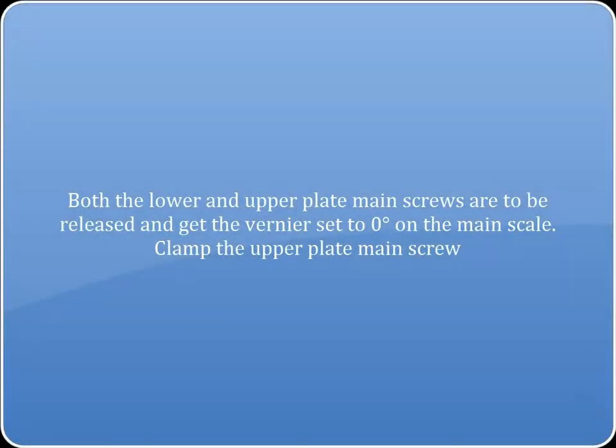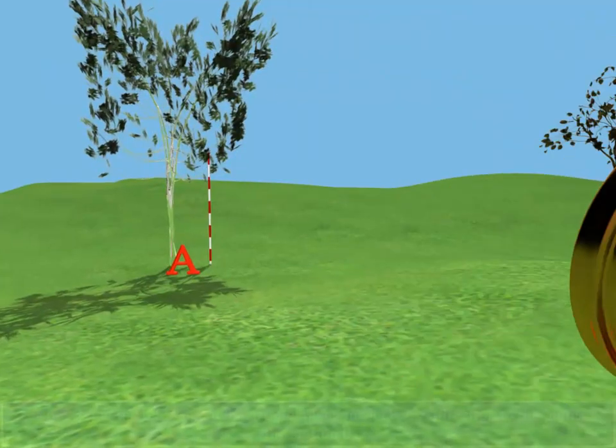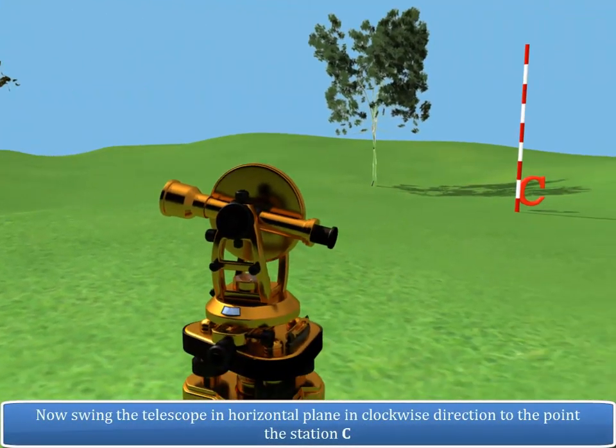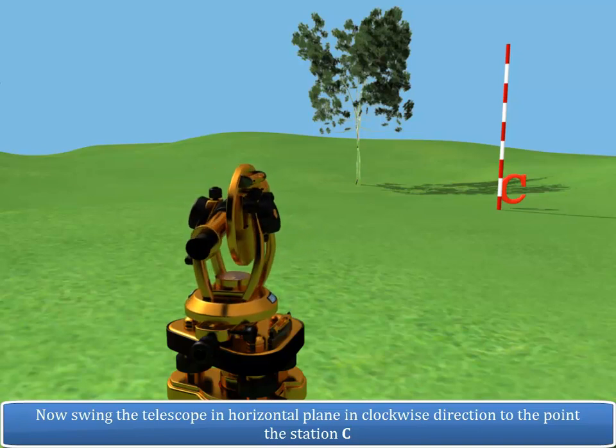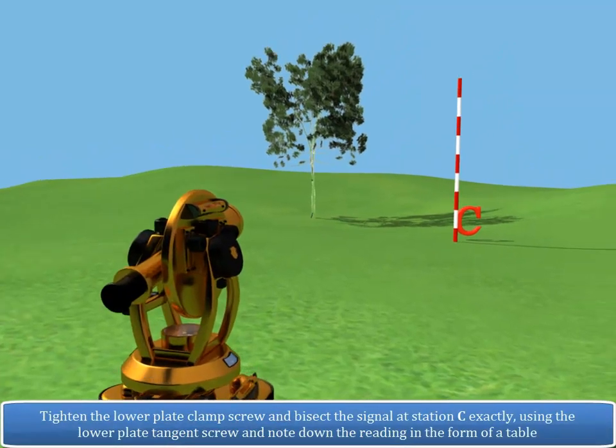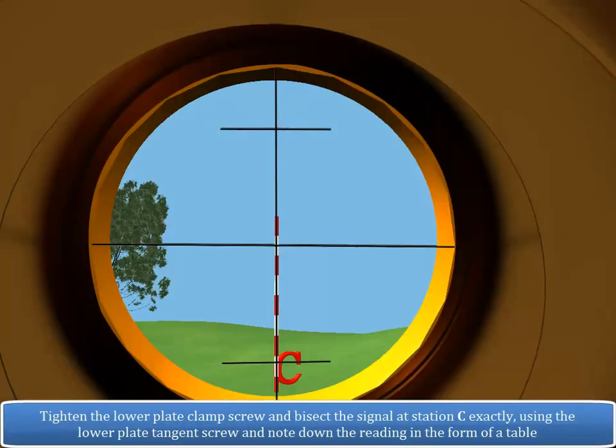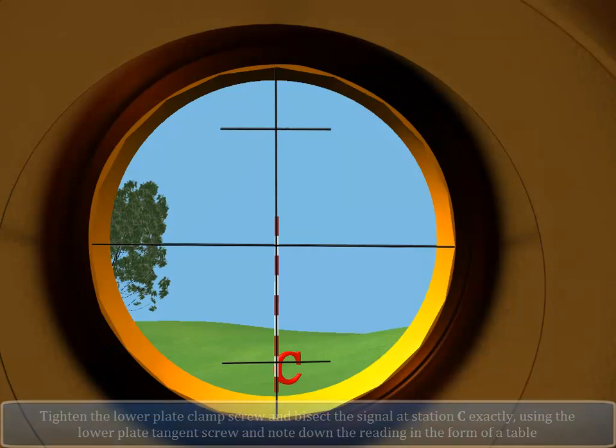Both the lower and upper plate main screws are to be released and the vernier set to 0 degrees on the main scale. Clamp the upper plate main screw. Now, swing the telescope in the horizontal plane in a clockwise direction to point at station C. Tighten the lower plate clamp screw and bisect the signal at station C exactly, using the lower plate tangent screw, and note down the reading in the form of a table.